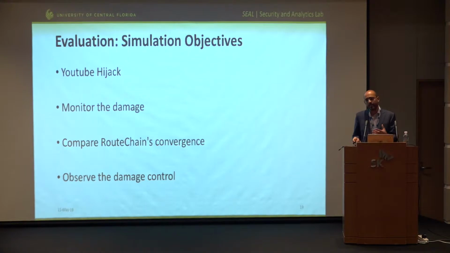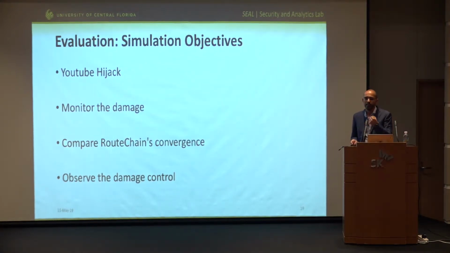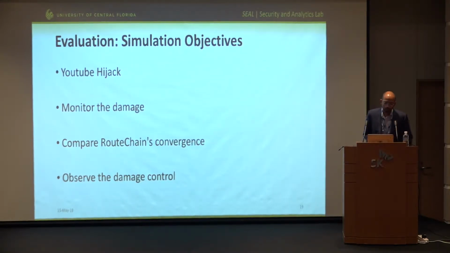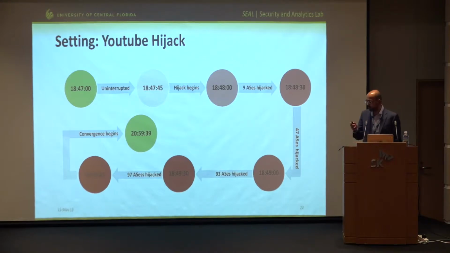What we want to do is see how quickly our system can detect a false announcement, and how that relates to the hijack. So we want to monitor the damage, compare RouteChain's convergence, and then observe the damage control. This is the real example of the YouTube hijack in 2007, in which an AS in Pakistan announced reachability of YouTube IP addresses from within Pakistan. So all the YouTube traffic traveled to that small AS, or ISP, in Pakistan.